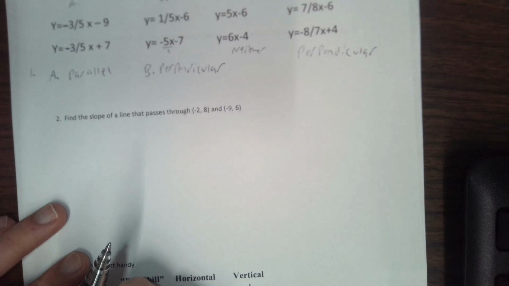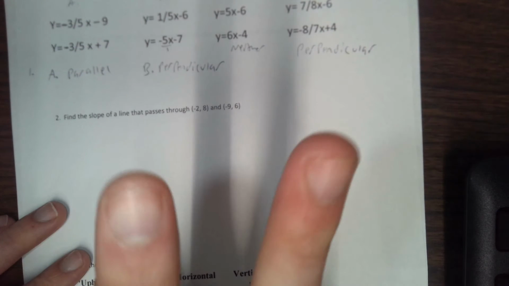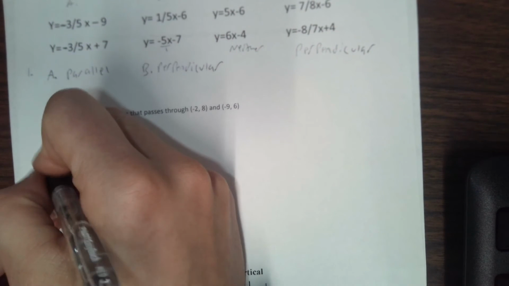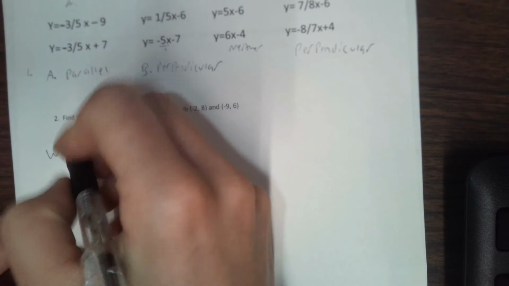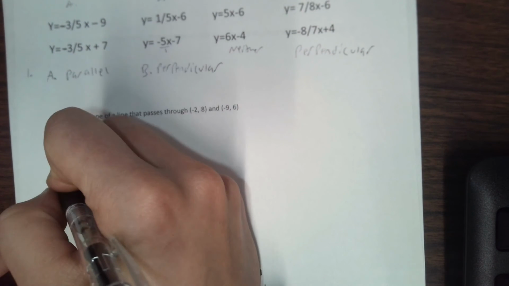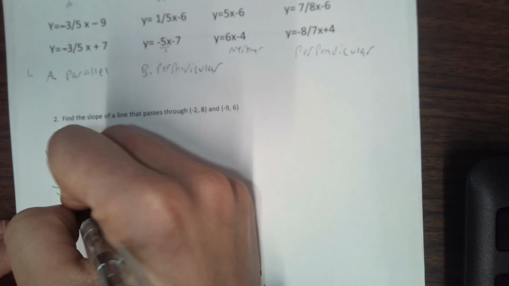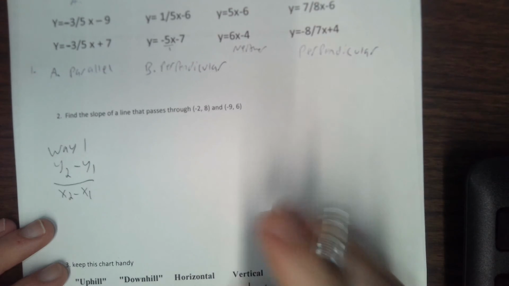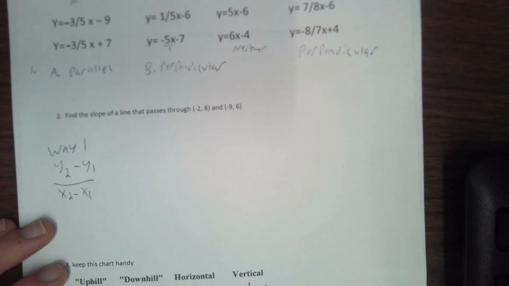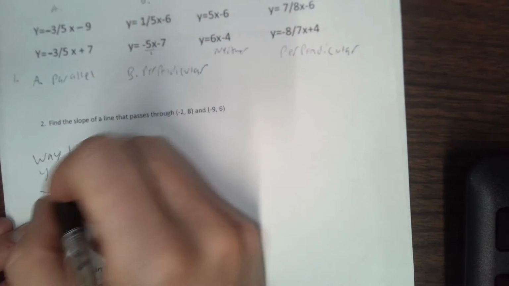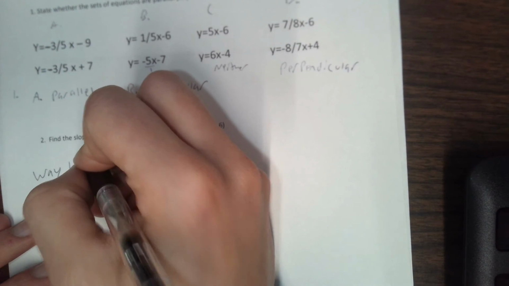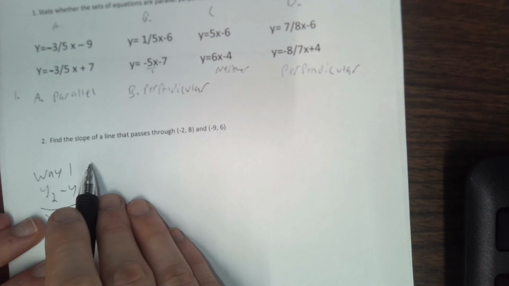All right. Find the slope of the line that passes through -2, 8 and -9, 6. Remember, we got 2 ways. Way 1 is going to be the formula way. If you don't like the formula way, just fast forward to way 2. For way 1, we're going to have to label, so I'm going to rewrite the points here.